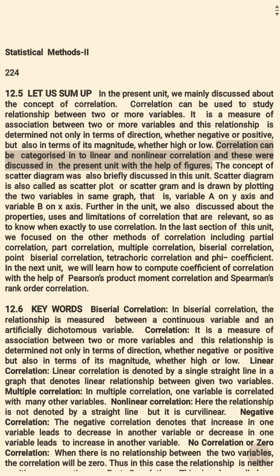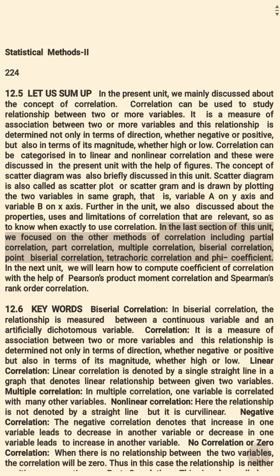Correlation can be categorized into linear and nonlinear correlation, and these were discussed in the present unit with the help of figures. The concept of scatter diagram was also briefly discussed in this unit. Scatter diagram is also called scatter plot or scattergram and is drawn by plotting the two variables in the same graph, that is, variable A on the y-axis and variable B on the x-axis. Further in the unit, we also discussed the properties, uses and limitations of correlation that are relevant, so as to know when exactly to use correlation.